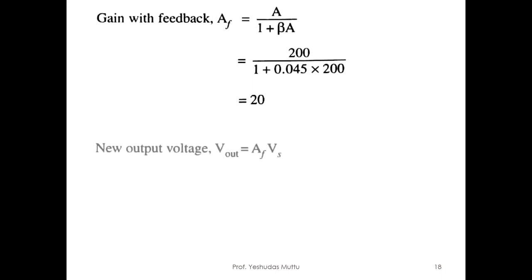The last thing now is to find out the output voltage. AF is given as output upon input voltage. So output voltage I'll consider to be Vout, and input voltage to AF will be not Vin but Vs. So from that Vout will be AF into Vs. Vs is given to me in the problem, 10 millivolts, and AF we have just found out. Substitute and get the answer. I hope this is clear to you all.